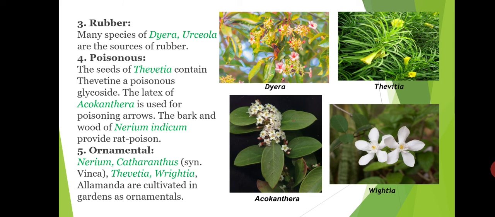Next, rubber. Many species of Landolphia and Urceola are the sources of rubber. Okay, so very minor extractions are there. Then poisonous, some poisonous plants are there. The seeds of Thevetia contain thevetin, a poisonous glycoside. It's a deadly poisonous plant, the seeds, of course. The latex of Acokanthera is used for poisoning arrows. That is, tribals use poisoned arrows, and for that purpose they are using this latex.